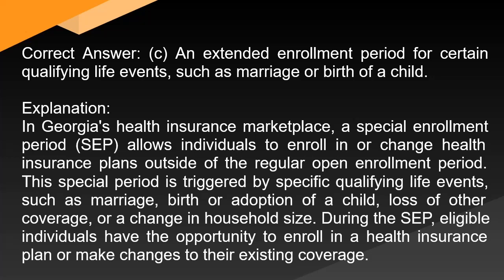Explanation. In Georgia's health insurance marketplace, a special enrollment period, SEP, allows individuals to enroll in or change health insurance plans outside of the regular open enrollment period. This special period is triggered by specific qualifying life events, such as marriage, birth or adoption of a child, loss of other coverage, or a change in household size. During the SEP, eligible individuals have the opportunity to enroll in a health insurance plan or make changes to their existing coverage.